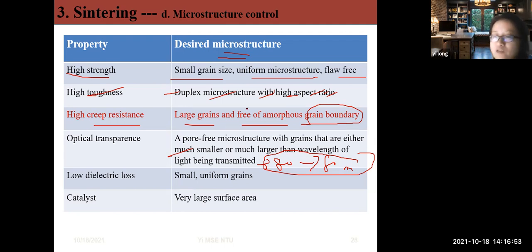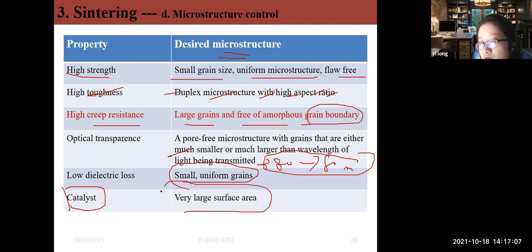And also the low dielectric loss. You can see they prefer small and uniform grains. The only difference here is the catalyst. For the catalyst, you need a very large surface area. So very large surface area equals what? Every time you see something like, I need a very large surface area for my applications, you will immediately know that it's going to relate to what?